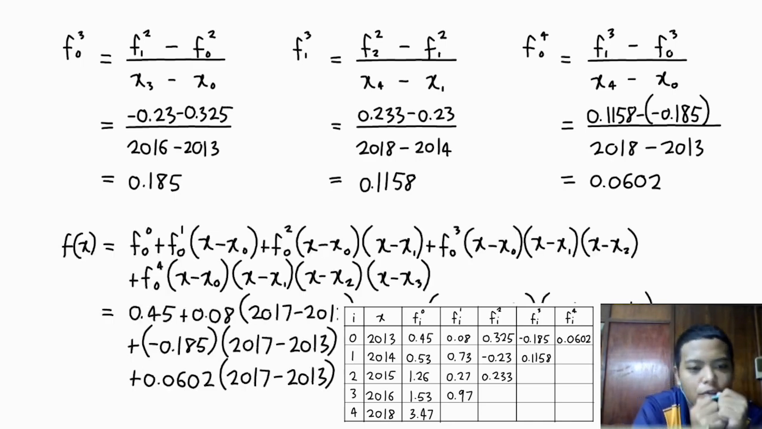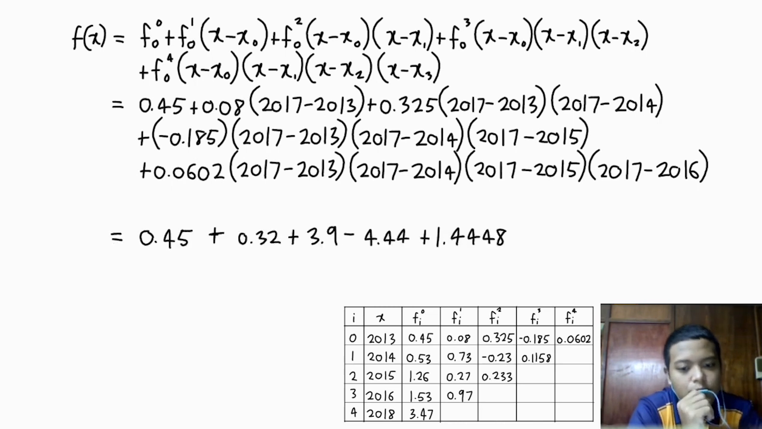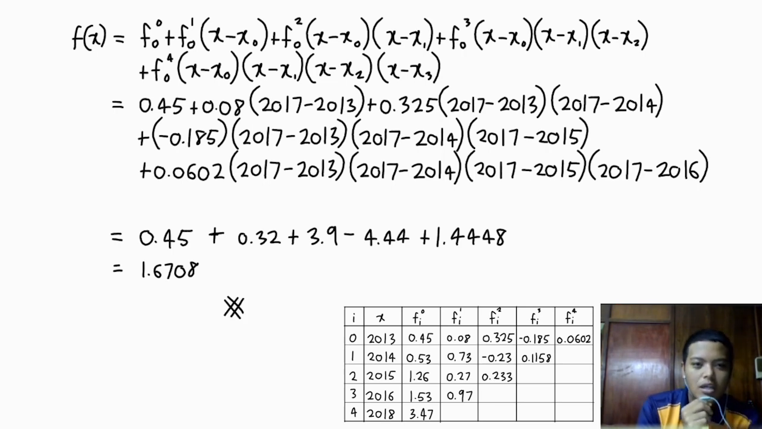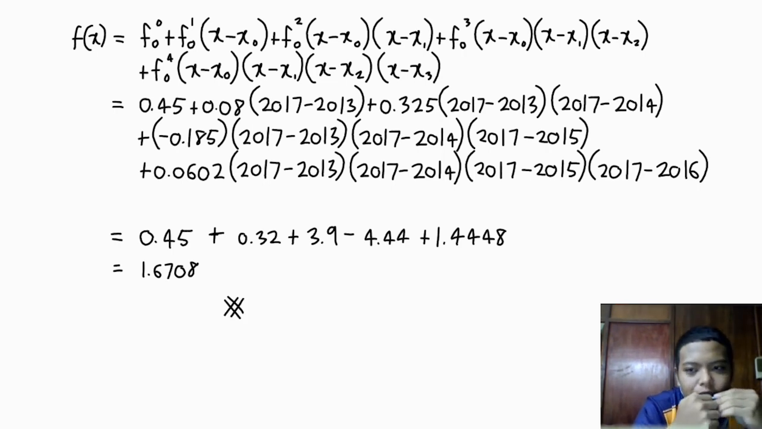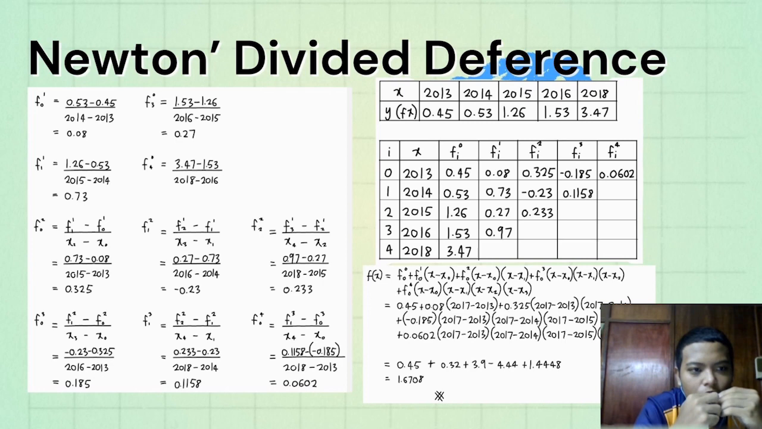But the last value for f(x) is 0.45 plus 0.32 plus 3.9 minus 4.44 plus 0.4448, and we get the last answer for f(x), which is 1.6708. That's the last answer for finding f(x) using the Newton divided difference method.